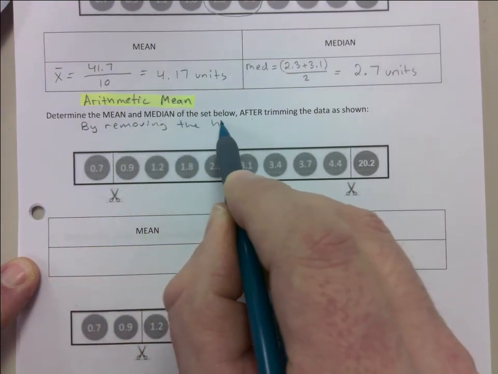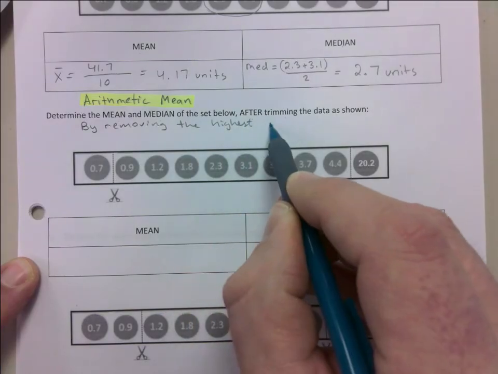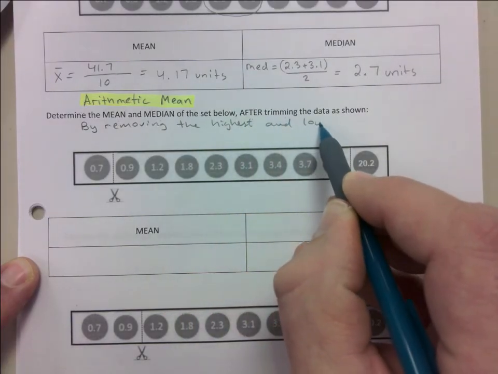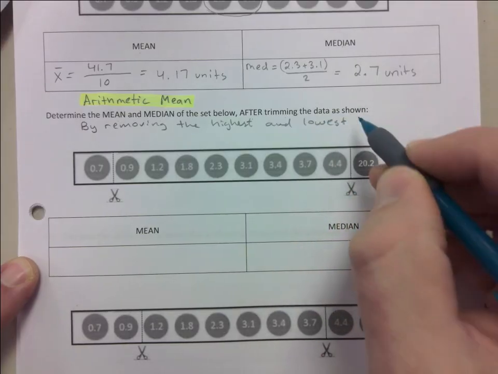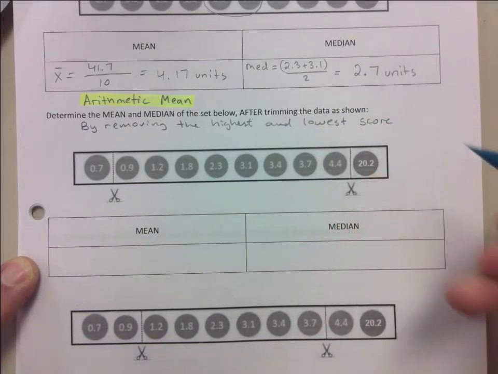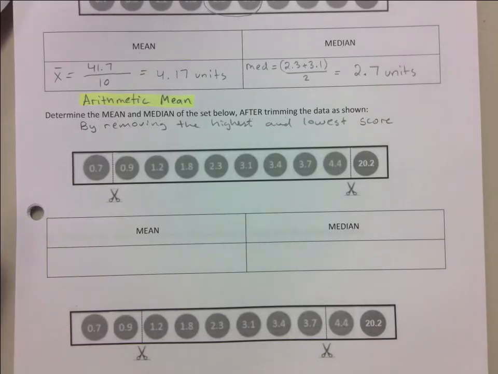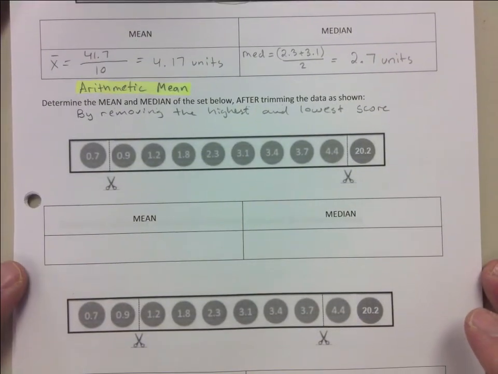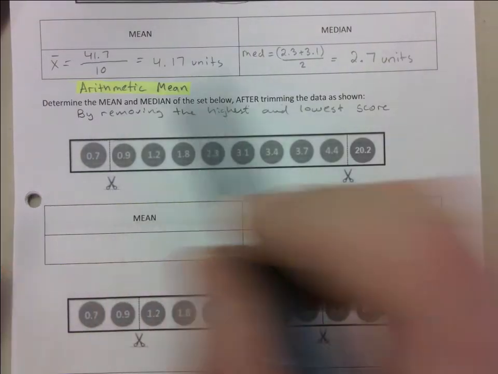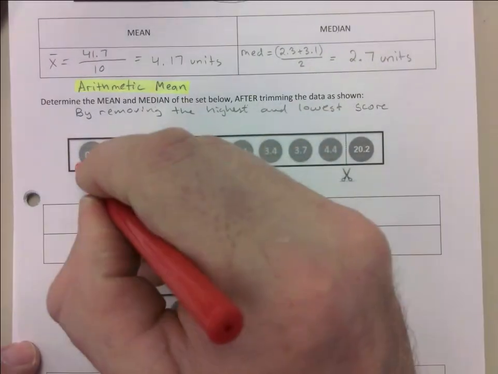I will say the province will use this by removing the highest and lowest score. Okay? Removing the highest and the lowest score. So we'll just go ahead and cross that out. You can use a marker or something.